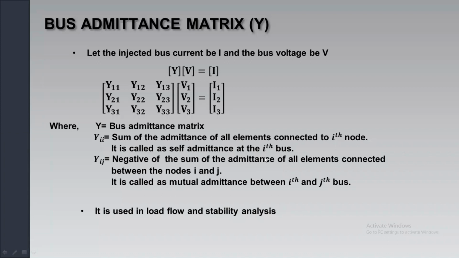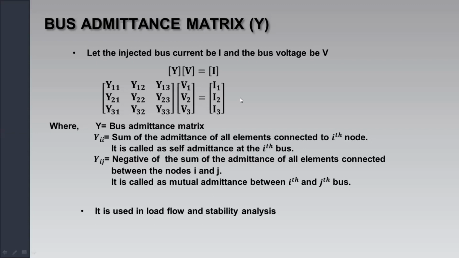Let's see the bus admittance matrix. It is denoted by the letter Y. It is a symmetric matrix formed from the power system network. The matrix is used in load flow analysis and stability analysis. Let the injected bus current be I and the bus voltage be V. According to Ohm's law, I is equal to V divided by Z. The inverse of Z is called admittance Y.